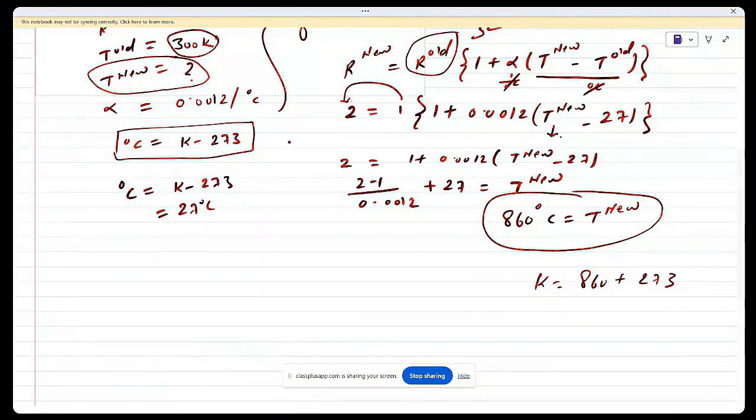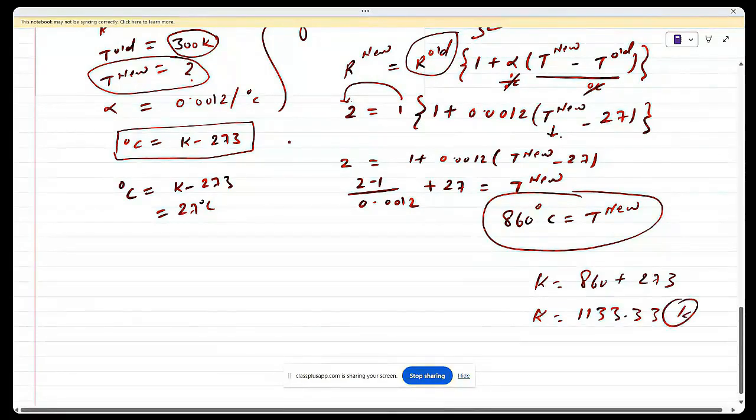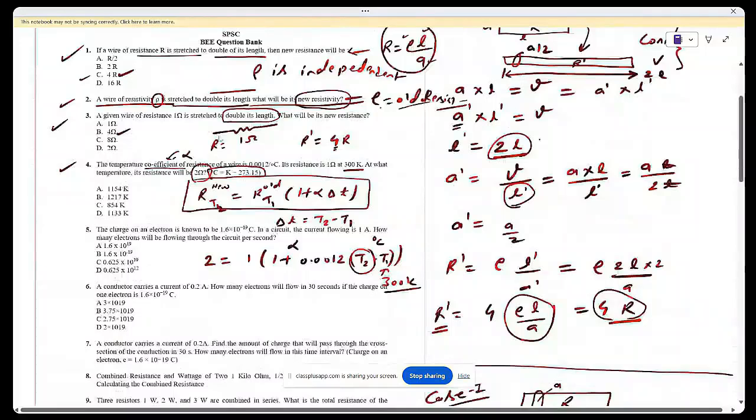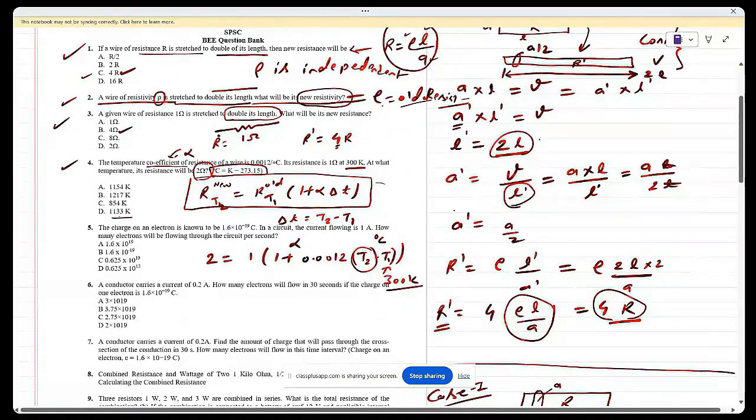So the answer will be 1133.33 Kelvin. Just check the answer. It is given here, 1133.33 Kelvin. This is the answer.